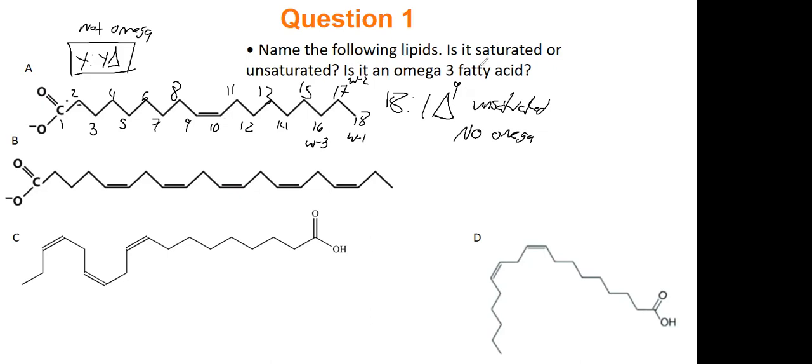Okay, so let's do B since we're getting some answers. So B is a 25, delta 1, 2, 3, 4, 5. So this one starts at 5. This is a little bit of an oddball, but 5, 8, 11, 14, 17, unsaturated. It is an omega-3 because we have a double bond right there at the omega-3. So yes, this is one of those healthy omega-3 fatty acids that you get from fish.